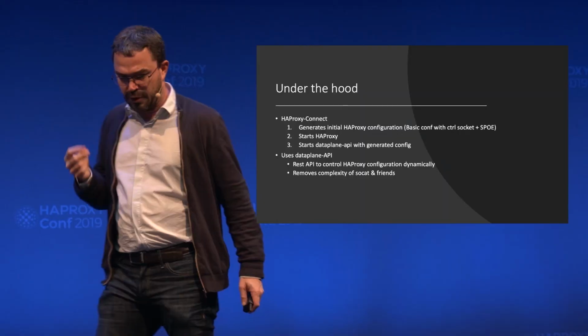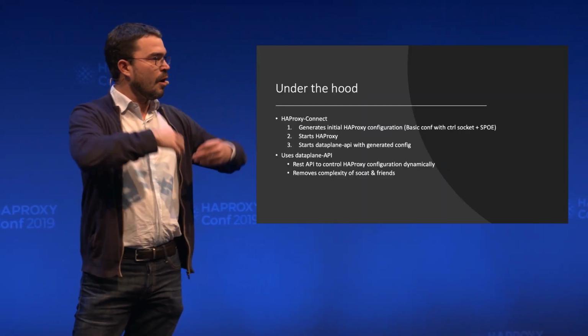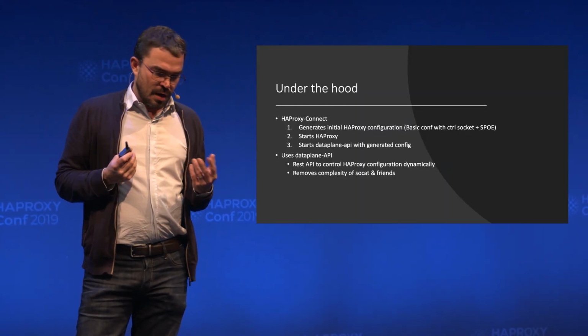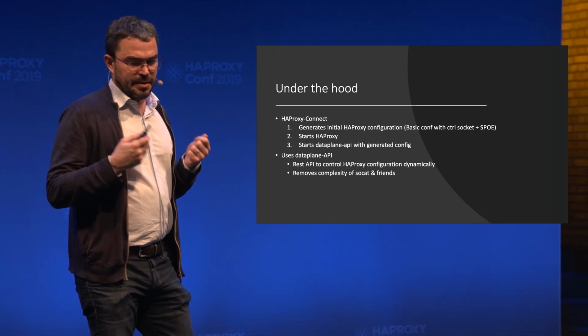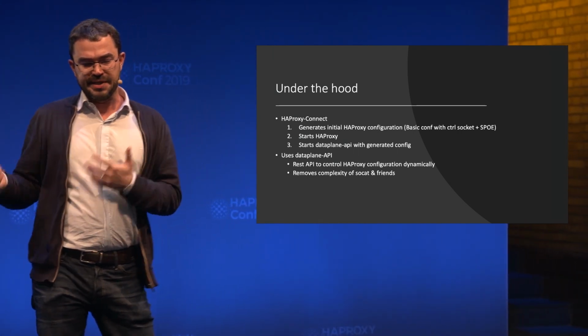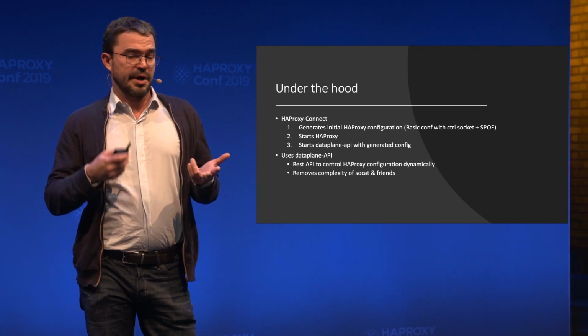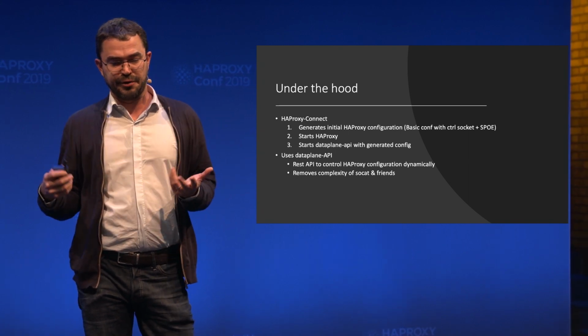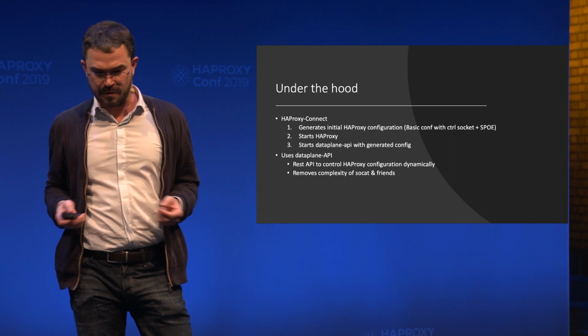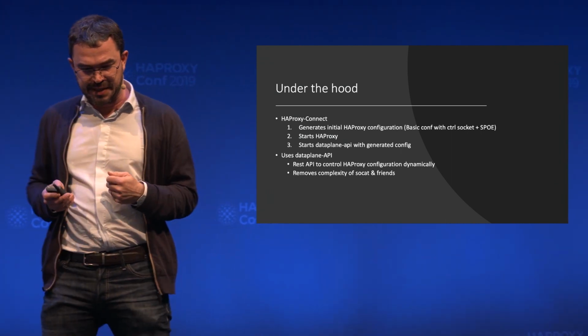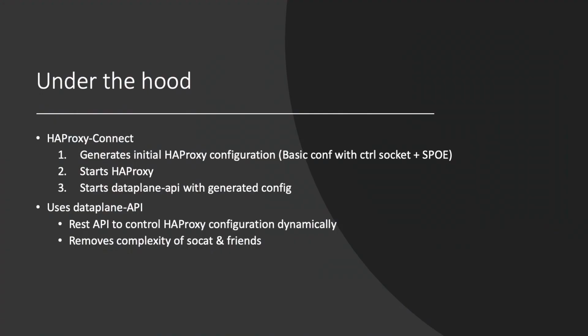So a bit of under the hood of how this whole stuff is working. HAProxy Connect basically generates an initial HAProxy configuration, a basic configuration with the SPOE configuration, the control socket, and so on and so on. Then it starts HAProxy. And then it starts the data plane API. Yesterday, Marco talked to you about the data plane API. So we are using it in order to control HAProxy.